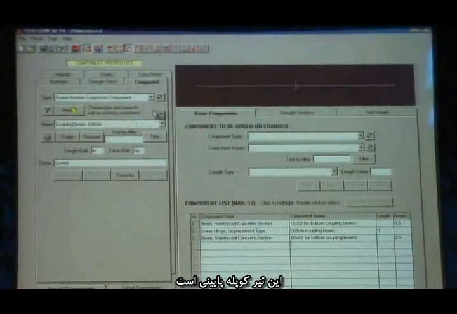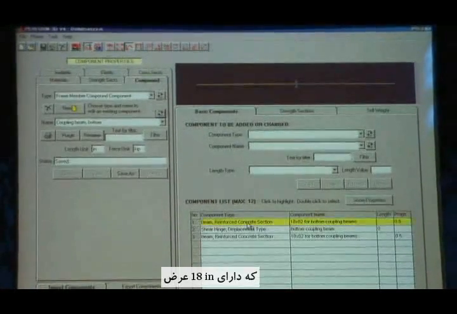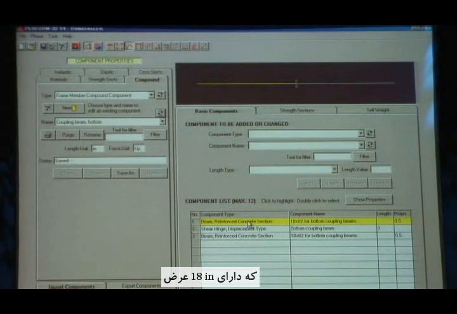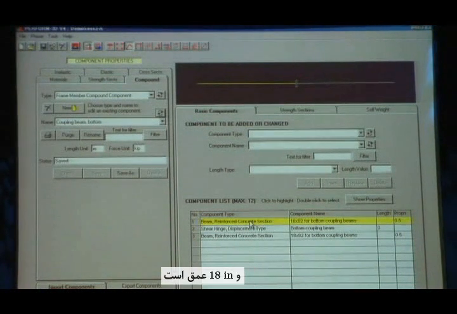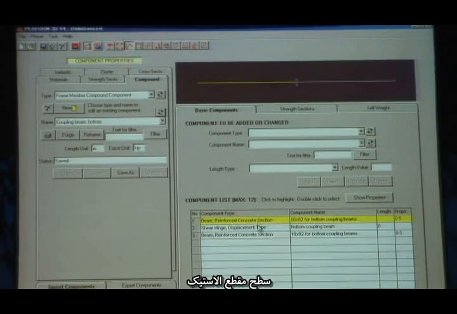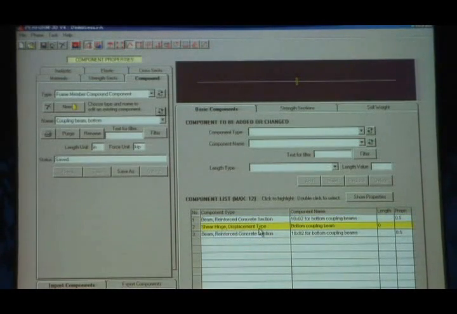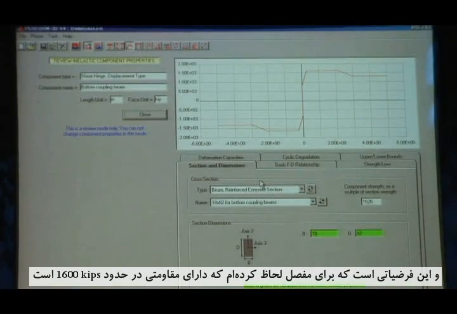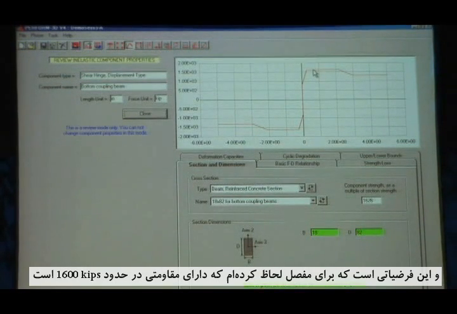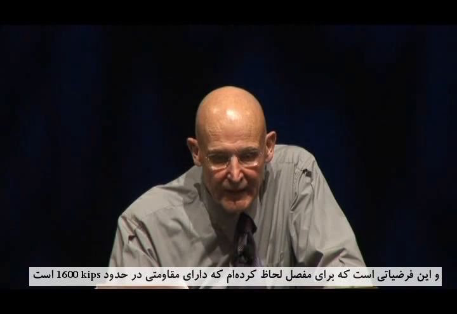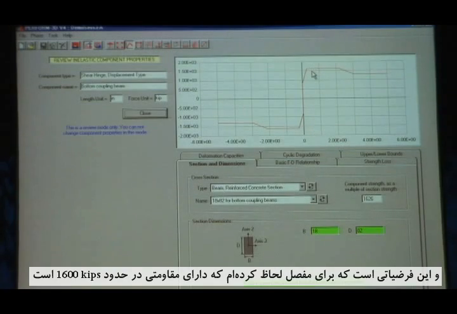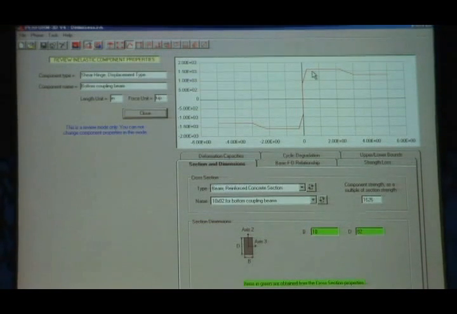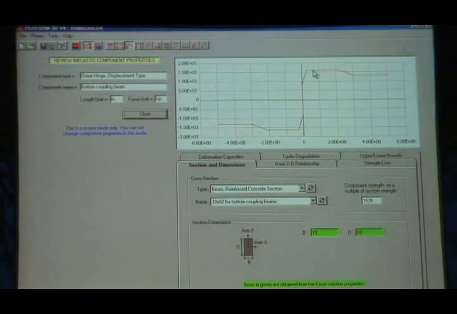Okay, here's the bottom coupling beam, and what it consists of is an 18-inch wide by 82-inch deep elastic beam section, and then a shear hinge, which is based on the strength, and this is what I assume for that hinge. It's got a strength of around about 1,600 kips. That can't be right. 150. Yeah, it's a pretty solid beam.